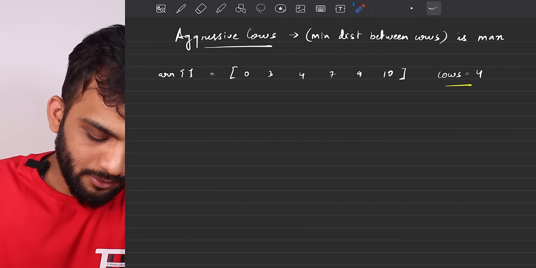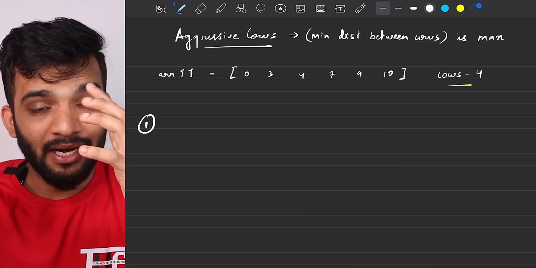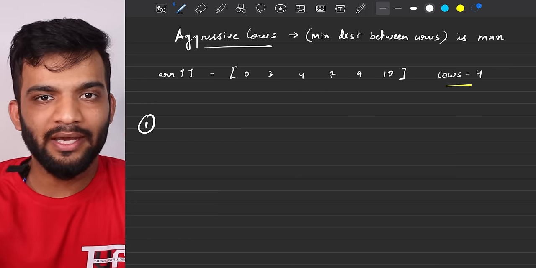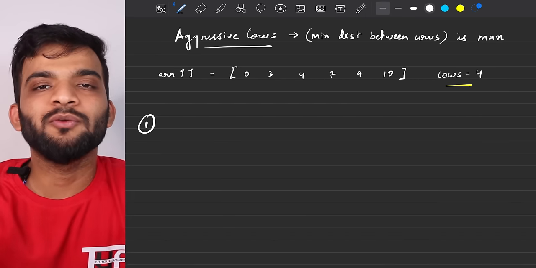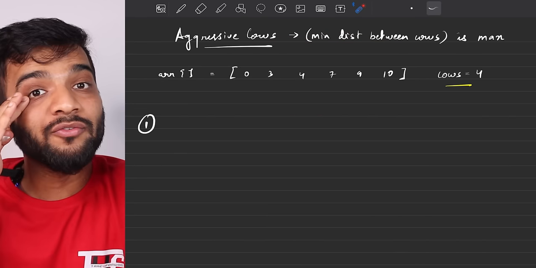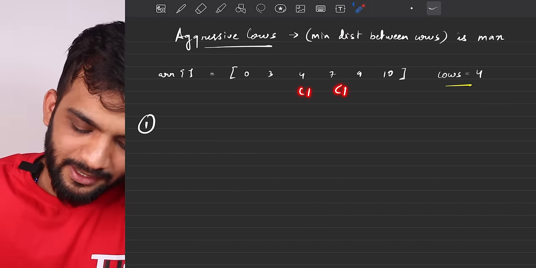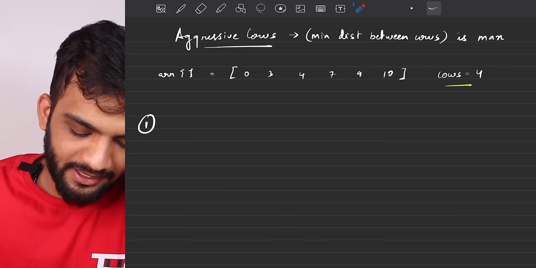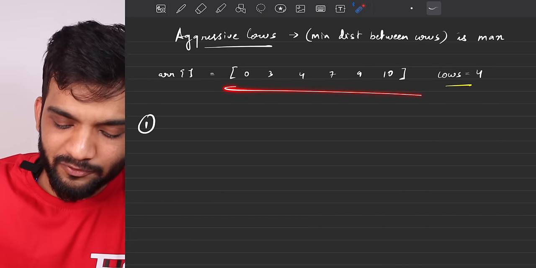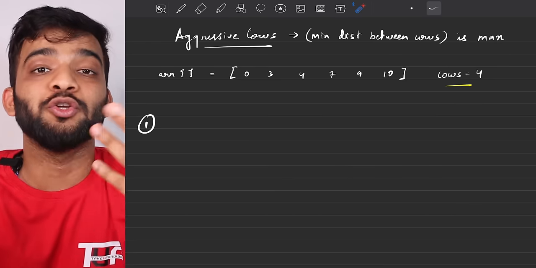Can I say, maybe I can try out with 1. Let's try out with 1 and see if that is possible. I'll try to keep a minimum distance of 1. I will not place cows before 1 distance, okay? What is the ideal scenario? Where should you place your first cow? I can place it here, here, here, here, or I can either place it here. In any of the stalls, the cow 1 can go. But what is the ideal scenario? Where should you put it?